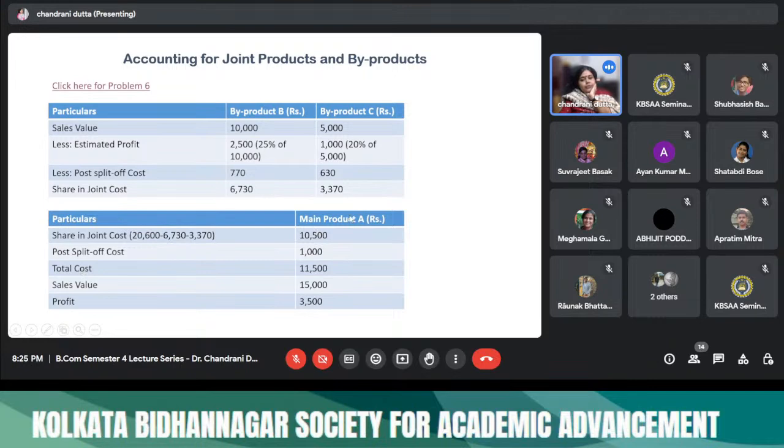So now you need to find out the profit of A. Along with this, for A you have also incurred a further processing cost of 1,000. So you are adding that. So total cost comes to 11,500. Comparing that with the sales value of 15,000 gives you the profit of 3,500 for A. Okay, so this had come in your 2021's honors examination.